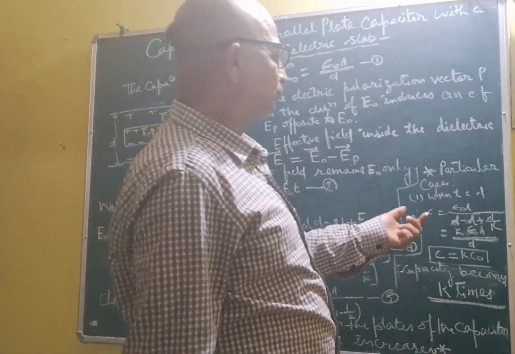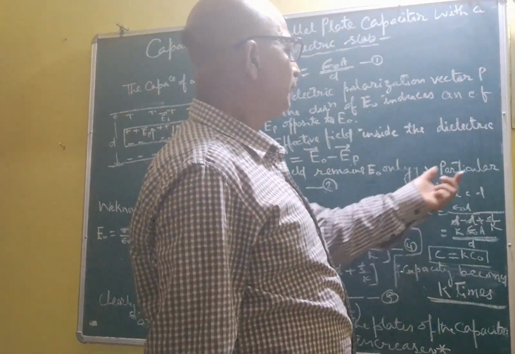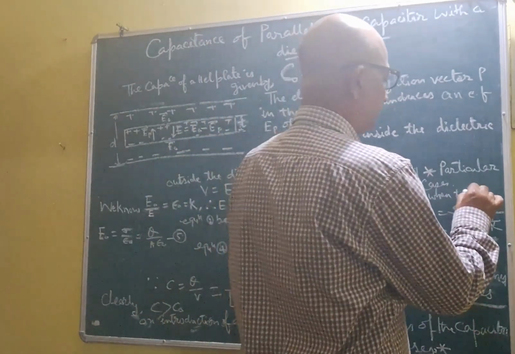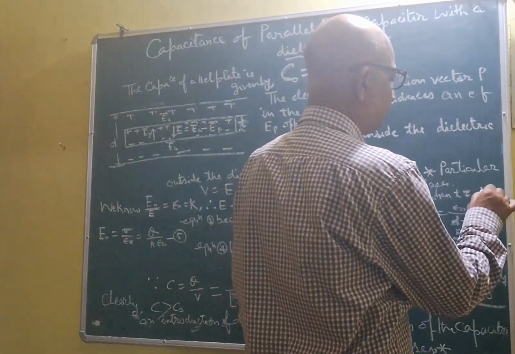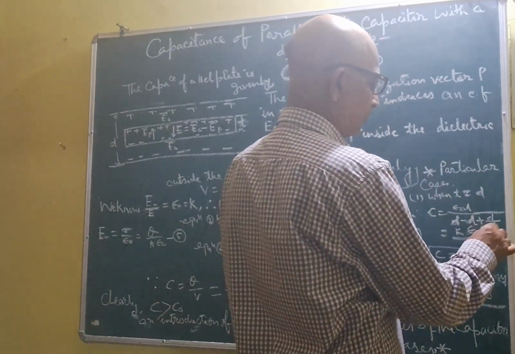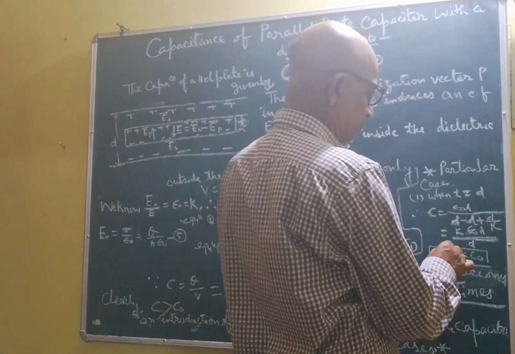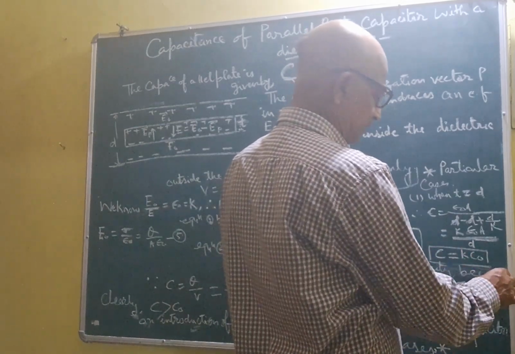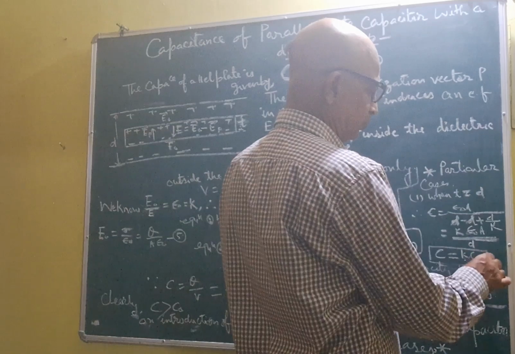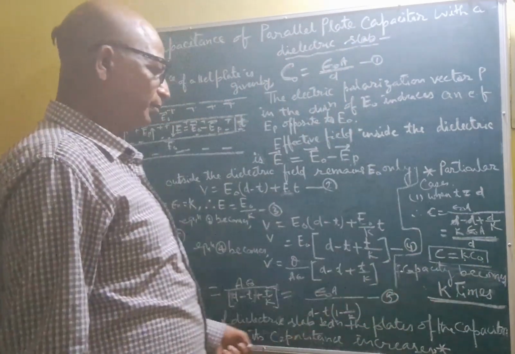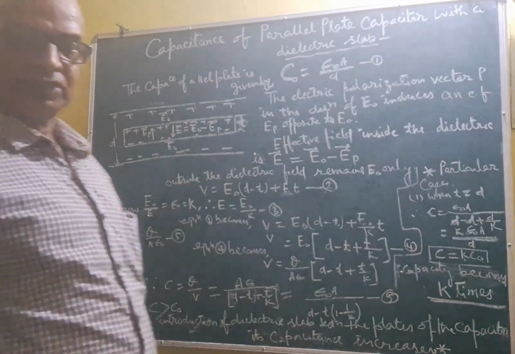Now a particular case: when t is equal to d, the thickness of the dielectric slab is equal to the distance, therefore C becomes K epsilon naught A by d. So C becomes K times C naught. That means the capacitance becomes K times. K into C naught means K times, so the capacitance will increase K times.